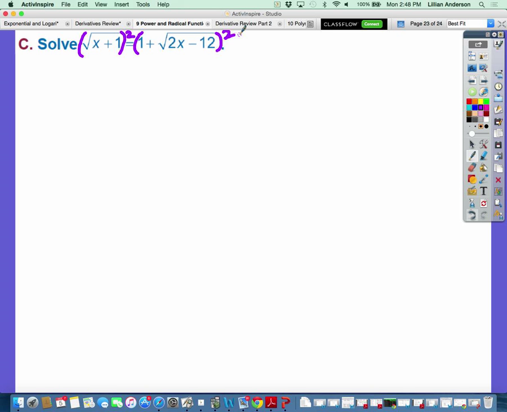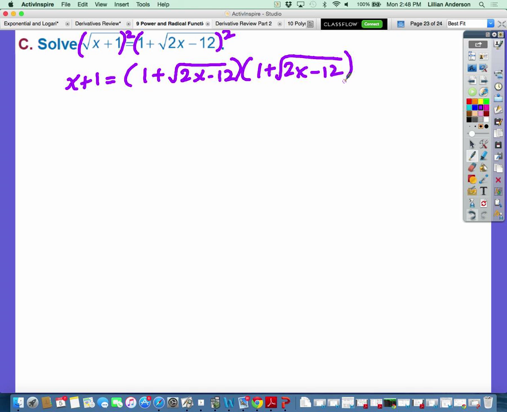The one on the left, when you square the square root of x plus 1, what do you get? X plus 1. But on the right side, it does not become 1 plus 2x minus 12. You're going to have to FOIL. Okay? So, FOIL. Your first is going to be what?